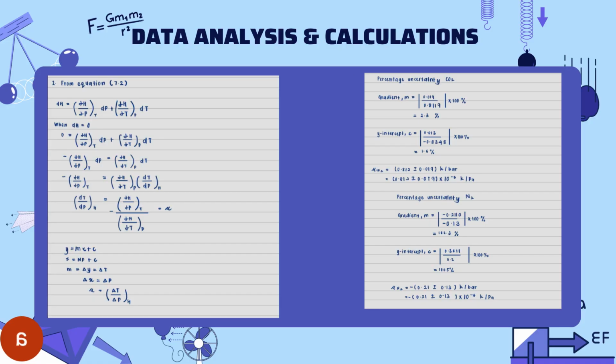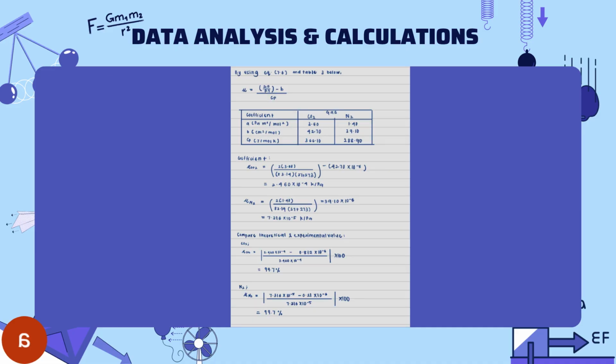Now we will move to the second analysis, which is to determine the Joule-Thomson coefficient for the case, and the uncertainty. The first step is, from equation 7.2, we need to differentiate equation 7.2 to equation 7.3. After that, we can calculate the percentage uncertainty for CO2 and N2. So this is the last question for data analysis and conclusions.